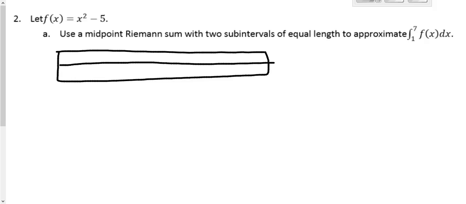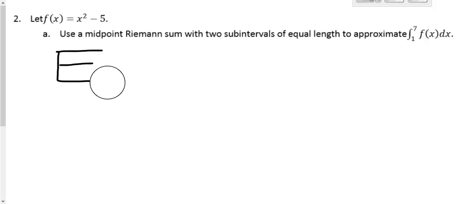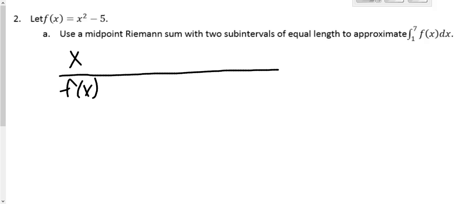And we're going to have, let me make that a little bit bigger. But we're going to have x values and we're going to have f of x values. So we're going to have a two-sided table. We're going to have x, we're going to have f of x. There we go. A little bit better.